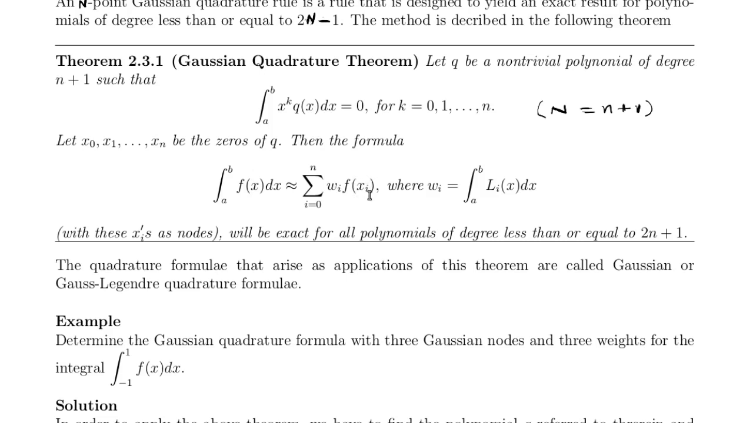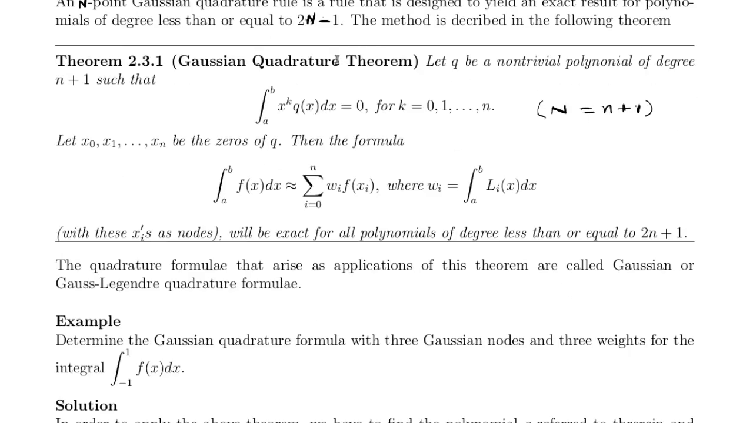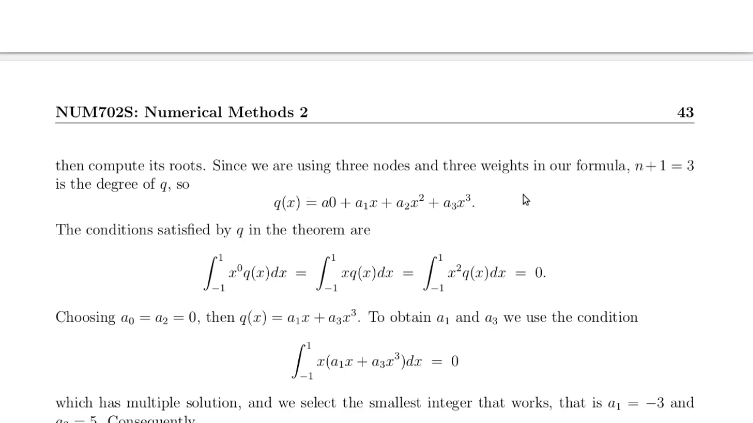And we saw that the xi's, that is the node points, are the zeros of Q. So for that, we need to find Q. The Q here is like a Legendre polynomial. So we write the general formula for a polynomial of degree 3, because we want 3 points. If you say 3 points or 3 nodes, it means that the degree of the polynomial will be 3, a polynomial of degree 3 with 3 roots. So we write the general formula for a polynomial of degree 3.